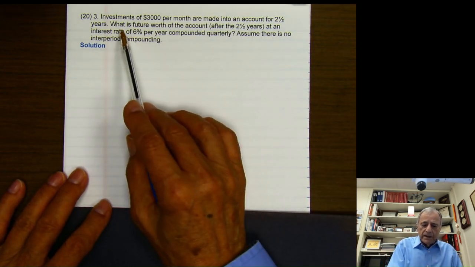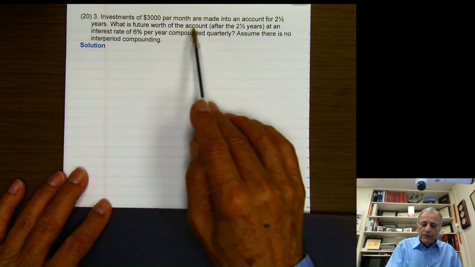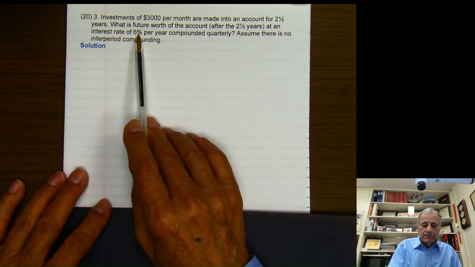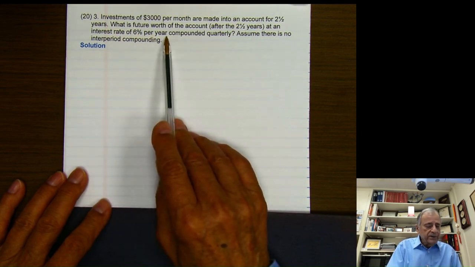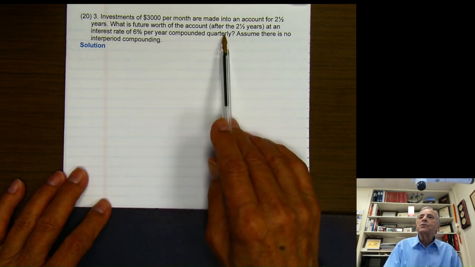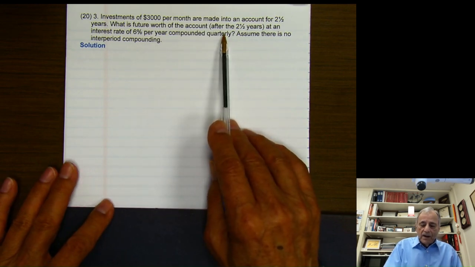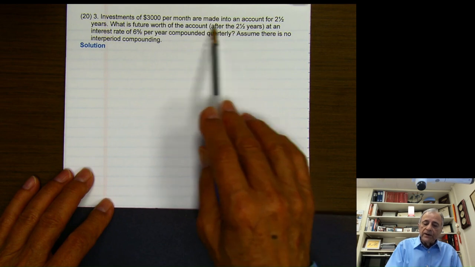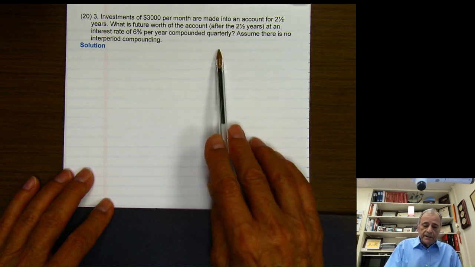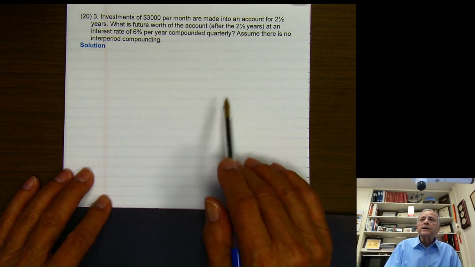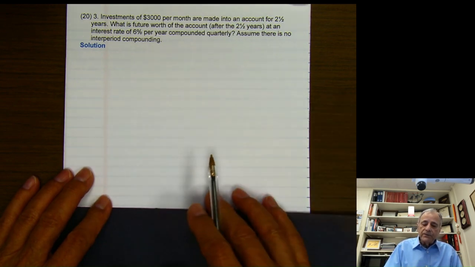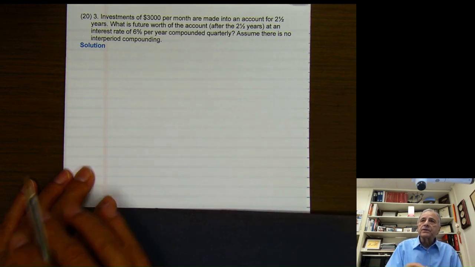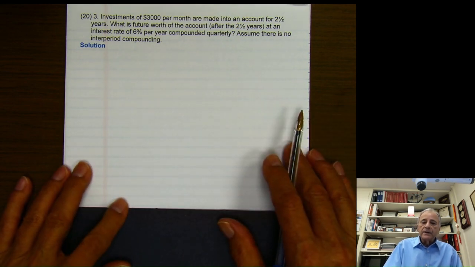But then as we read on, what is the future worth of the account after 2.5 years at an interest rate of 6% per year? So now we've got a per year thing, but it's compounded quarterly. Well, we almost always want to work with the period of the compounding. And in chapter 3, the author talks about what happens if your payment period is less than your compounding period, what happens if your payment period is greater than your compounding period, and so on.